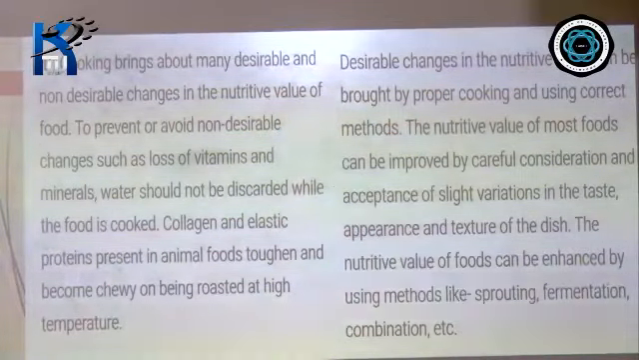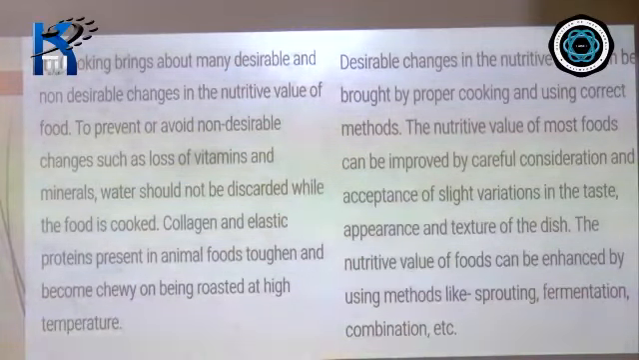Sprouting means we soak a particular type of pulse for a short while in water, say for a few days, and then when it starts germinating, definitely the protein is in a simpler form and is more nutritious. Fermentation. Curd is one of the examples of fermented food, which is again a very important food in our diet because fermentation increases the probiotic form of the food.